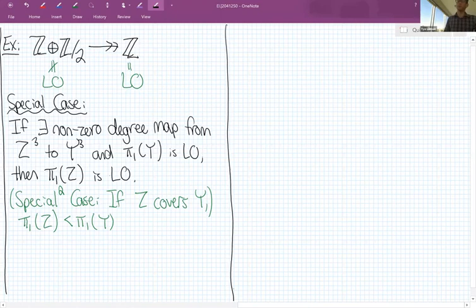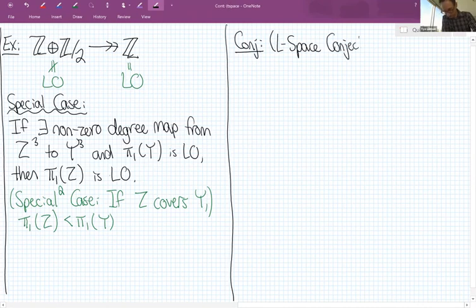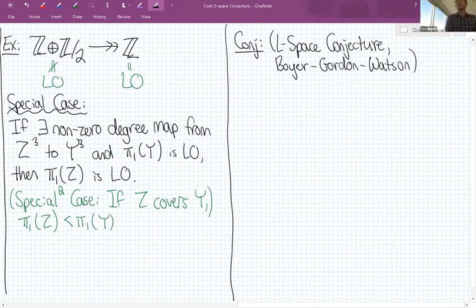Right, so there are some questions as to what left orderability is telling us about three-manifolds, and I'm going to state one approach to answering this question, which is called the L-space conjecture. In its original form, this is due to Boyer, Gordon, and Watson, which comes some number of years after the Boyer, Rolfsen, and Wiest result.